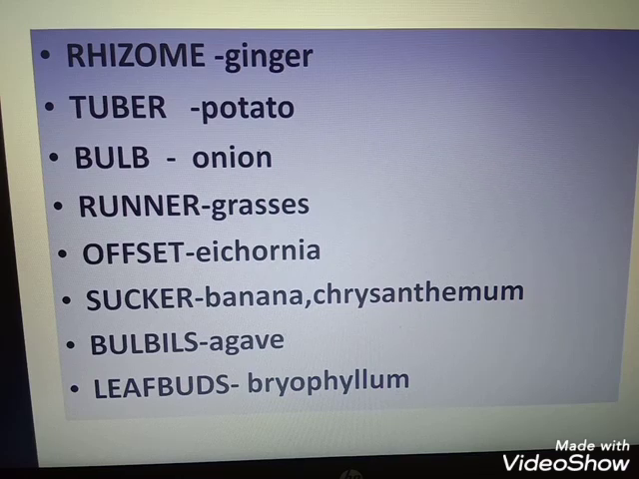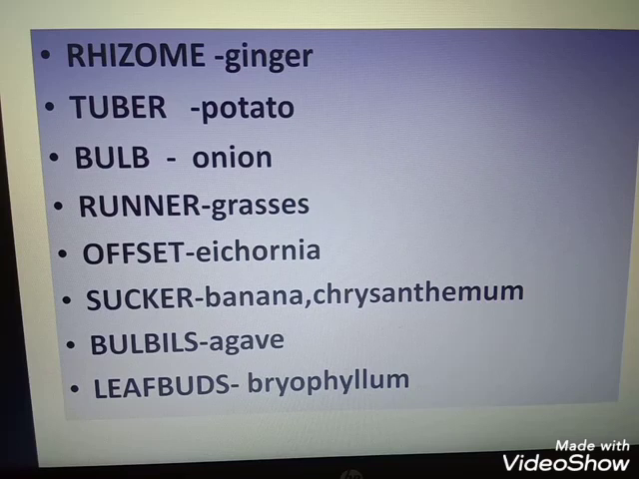Bulb means underground stem is reduced into a compact disc-like structure, compact disc means CD, with adventitious roots and food stored in fleshy leaves are overlapped into a bulb-like structure. Terminal and lateral buds are also present in it. Example is onion and garlic. So rhizome example ginger, tuber example potato and the bulb example onion and garlic.